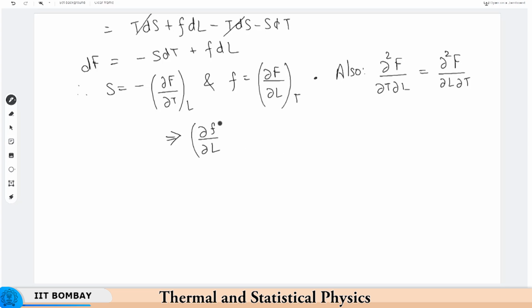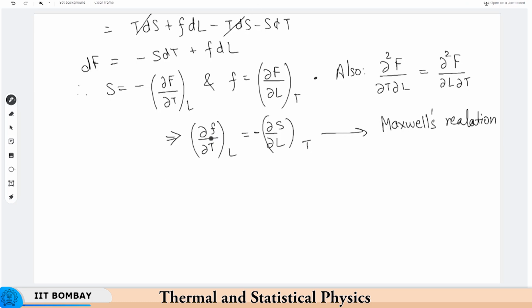So, del f by del T at constant length equals del by del L of del F by del T, which is minus S. So, it is minus del S by del L at constant temperature. And this is the equivalent of the Maxwell relation in the context of these rigid rods.